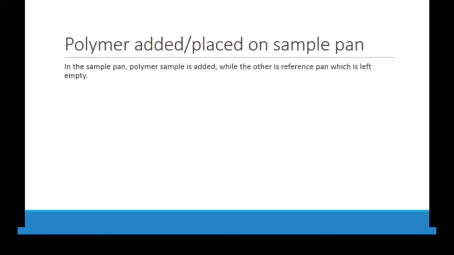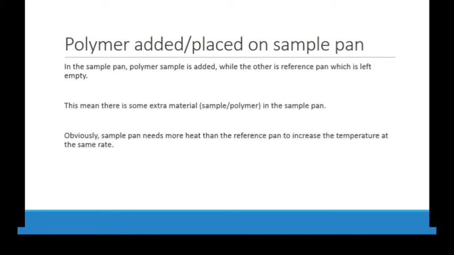So if we add some polymer or any sample in the sample pan, while the other is the reference pan which is left empty. This means there is some extra material in the sample pan. Obviously, the sample pan needs more heat than the reference pan to increase the temperature at the same rate. Okay, now you can understand.